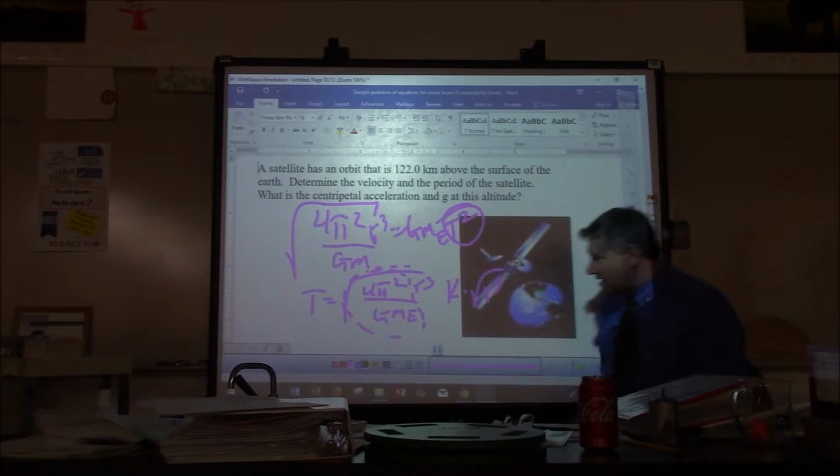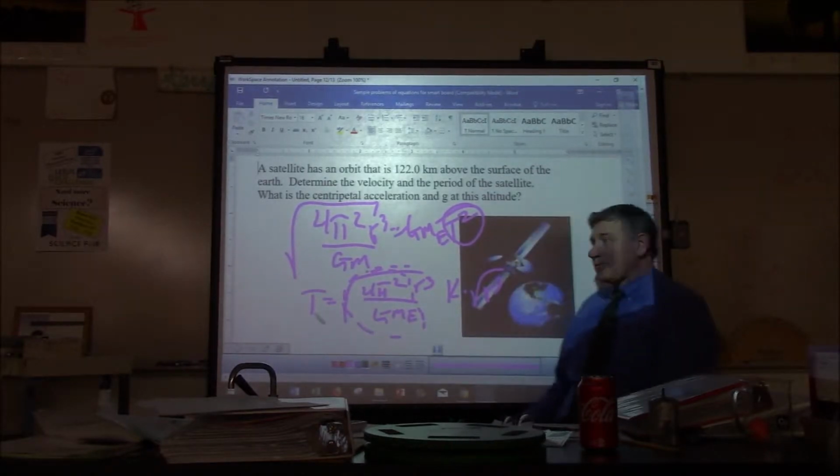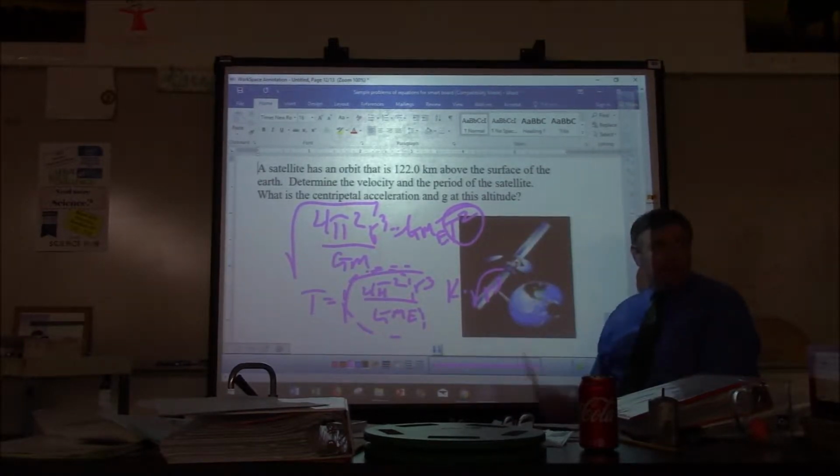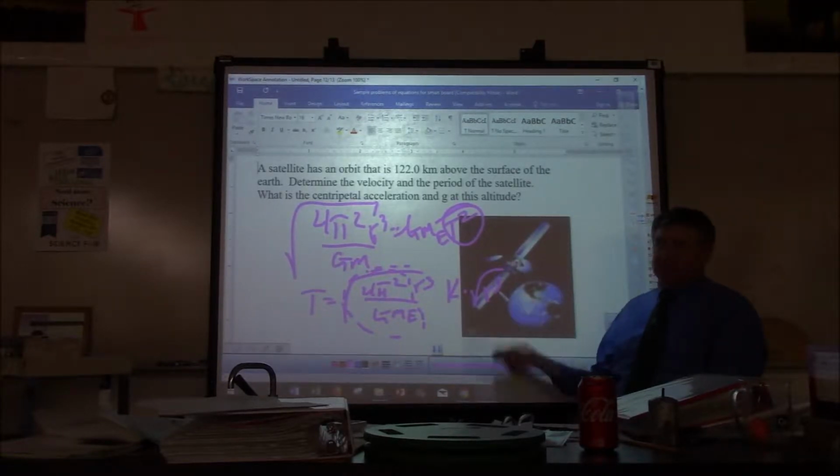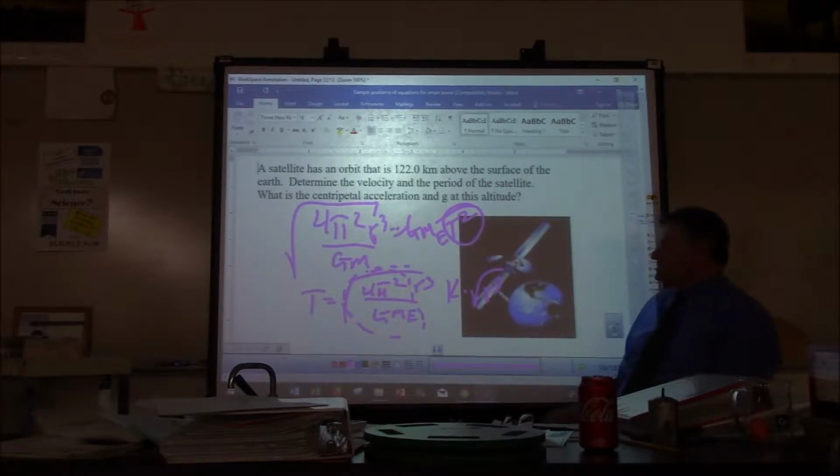But if you look at it, what that means is that period is proportional to what? Radius. The square root of r cubed. So as your radius gets bigger, period's going to get longer. So, crunch the numbers, what do you get?